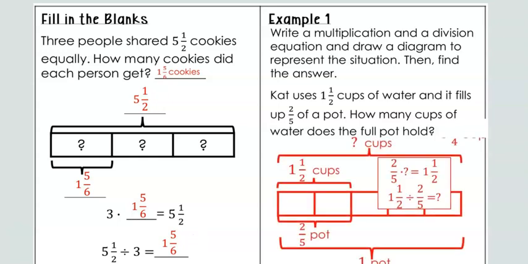Well, if we draw the diagram, we can see that 1 1/2 cups is 2/5. And we need to figure out what that whole pot is. So if we take 1 1/2 divided by 2/5, we can see then what only 1/5 is. And from there we can find the 5/5. 3 3/4 cups.